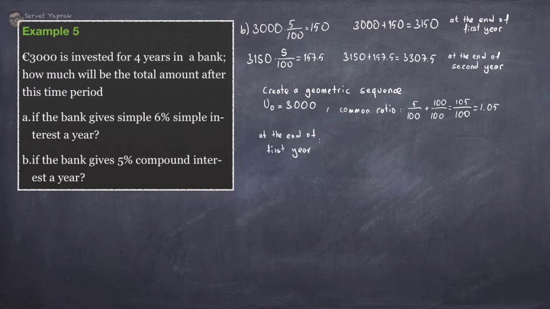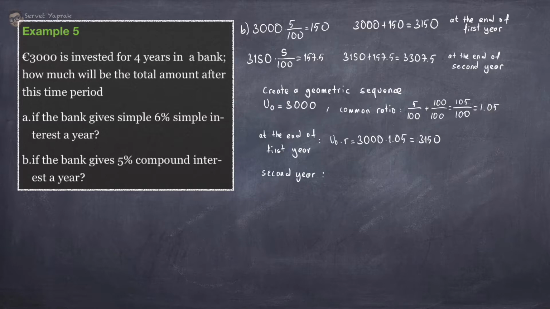So let's see if the formula works or not. At the end of the first year, u0 should be multiplied by the common ratio. So 3,000 is our zero term times common ratio 1.05, and the result is 3,150 euros. So we directly get 3,150 euros with this formula, just like at the beginning of the solution, we have the same answer.